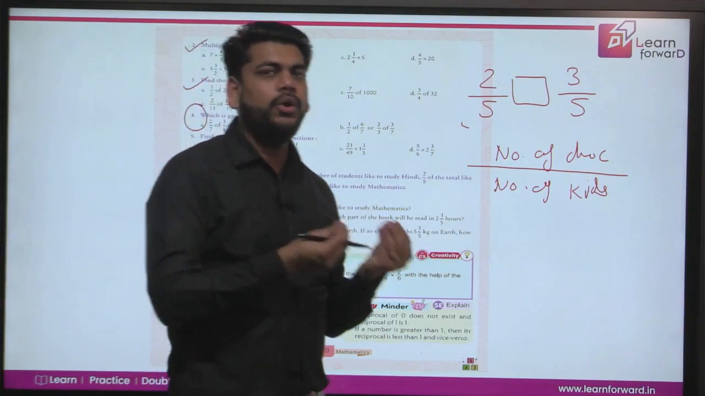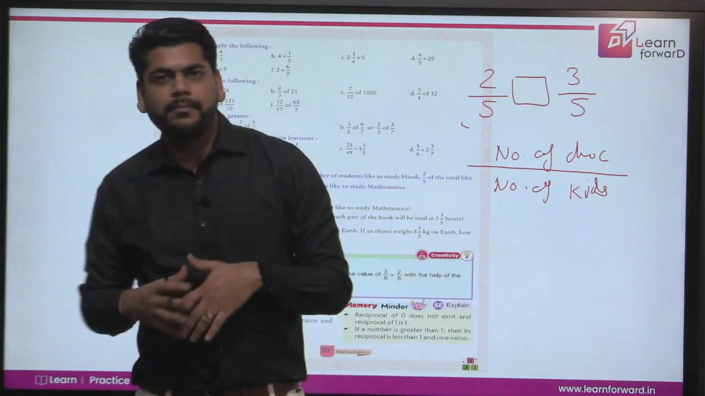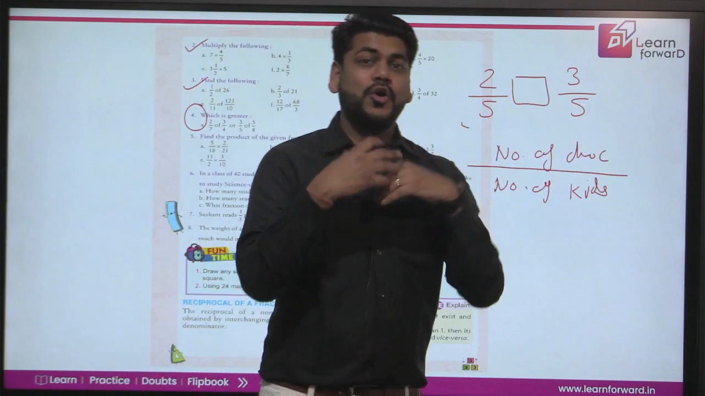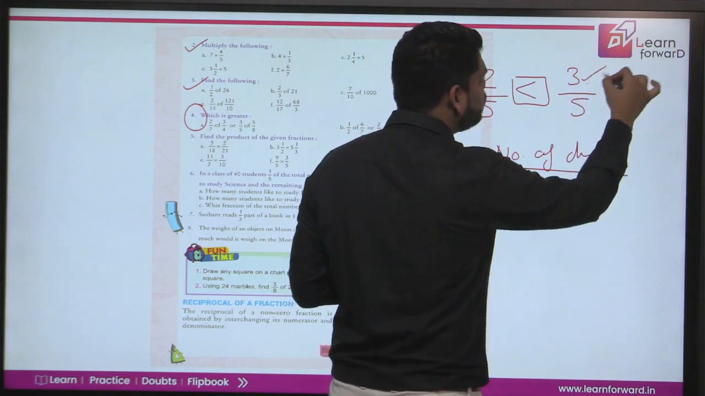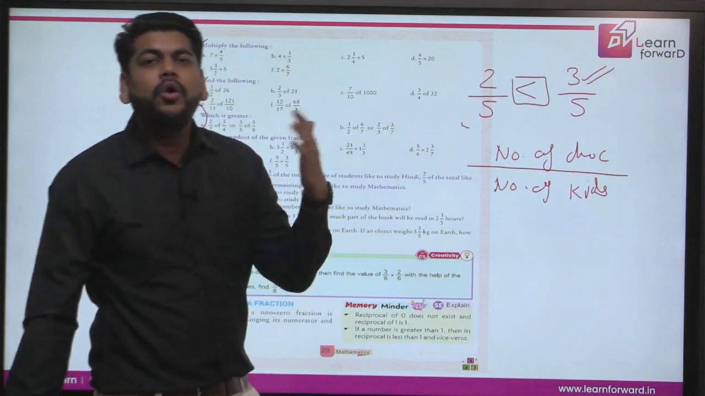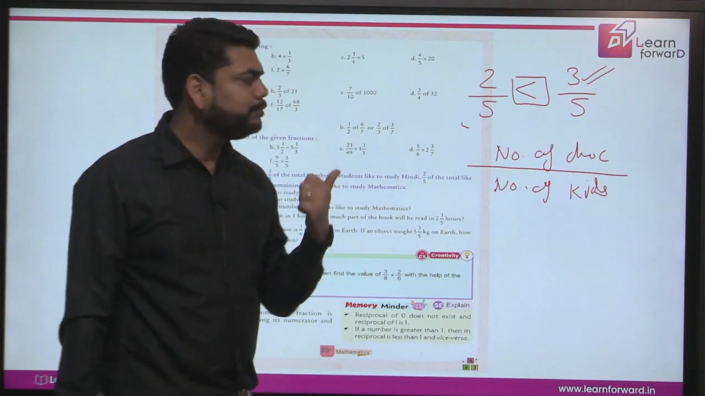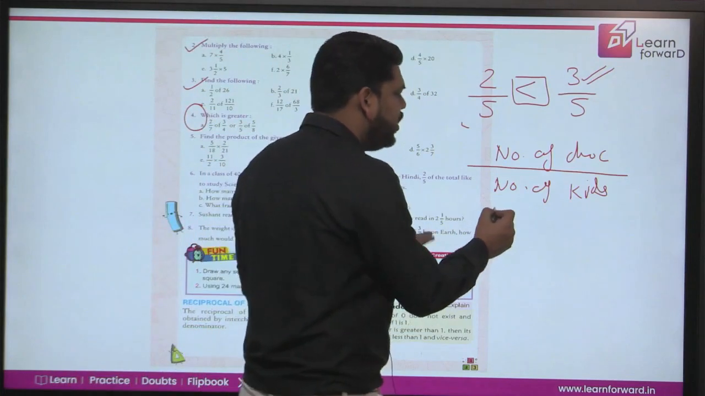I am distributing only 2 chocolates to them, among them. Here I am having 3 chocolates. So yes, this will be the greater, because the number of chocolates are more, the whole fraction will be greater. One more example where the numerator is the same.